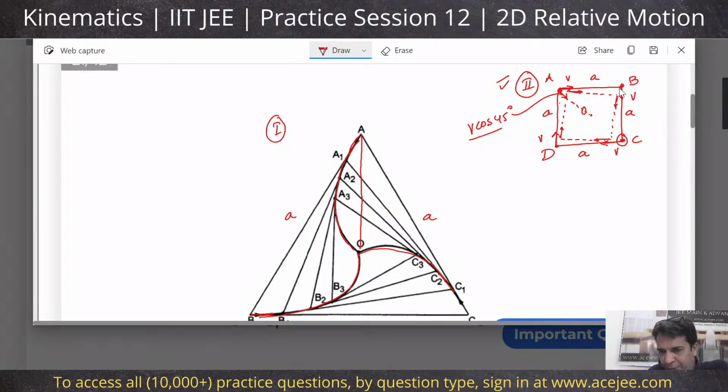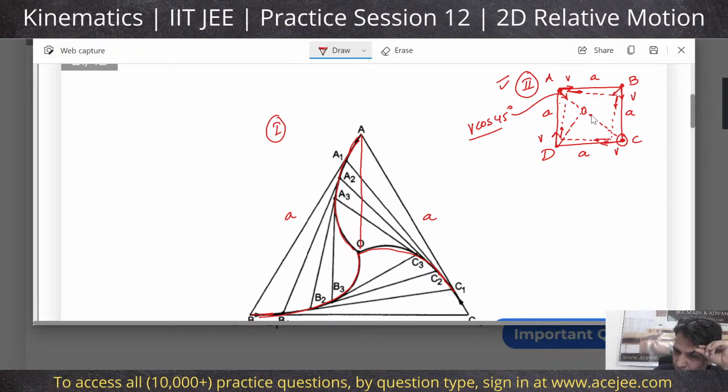Same thing for B. The component of the velocity of B along OB is V cos 45. Same thing for C, same thing for D. Yes? Shall we be convinced? At time t equals 0. At time t. Yes, sir. Right. Now, let's look at the shaded one.